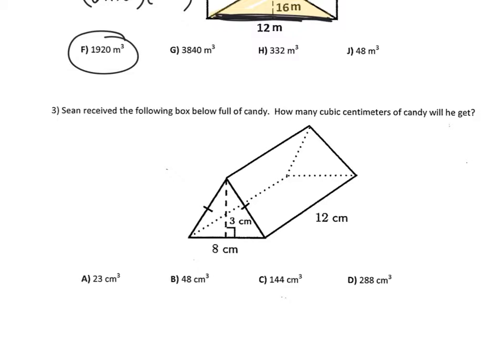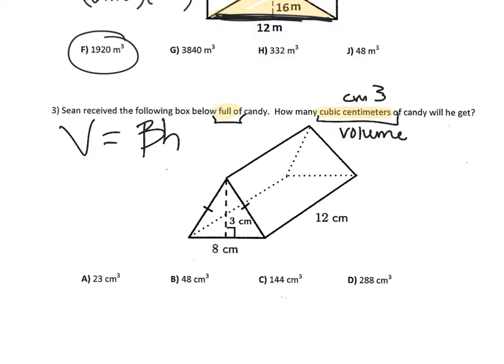On number 3, Sean received the following box full of candy. How many cubic centimeters of candy will he get? Am I looking for volume or surface area? Volume. How do you know that? It says full and then cubic centimeters. So we're going to fill that prism up, and cubic centimeters tells us volume. Good. So the volume is area of your base times your height.